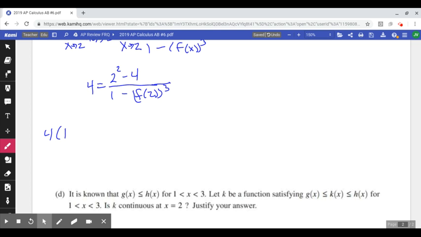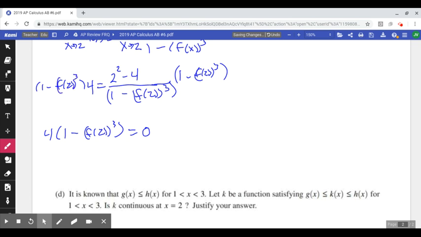So I'll have 4, and then I'll have 1 minus f at 2, all raised to the third power here, is equal to 2 squared minus 4. Well, 2 squared minus 4 is 0. So here we just multiplied by this entire piece on each side, 1 minus f at 2 to the third, and 1 minus f at 2 to the third. That's what you see here, and then those guys will cancel. We're just removing the denominator.